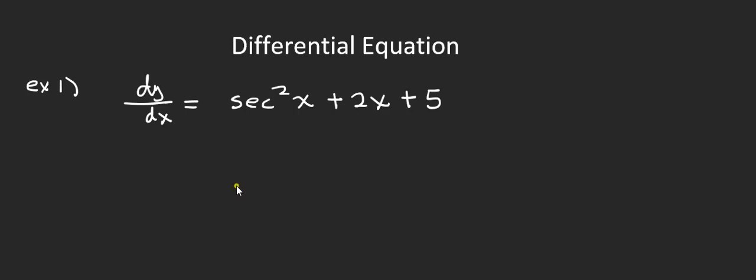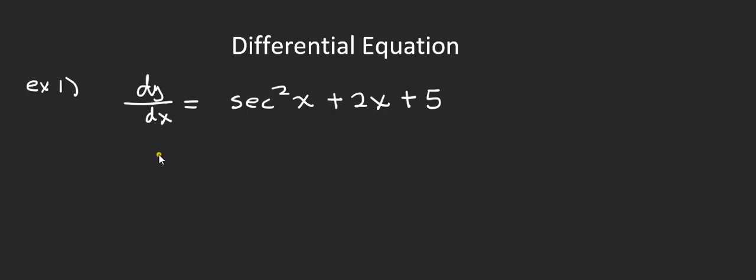Let's talk about differential equations. A differential equation is an equation involving a derivative. Let's take example 1 here. You have dy over dx equals secant squared x plus 2x plus 5. So how do we solve that? How do we solve for y?